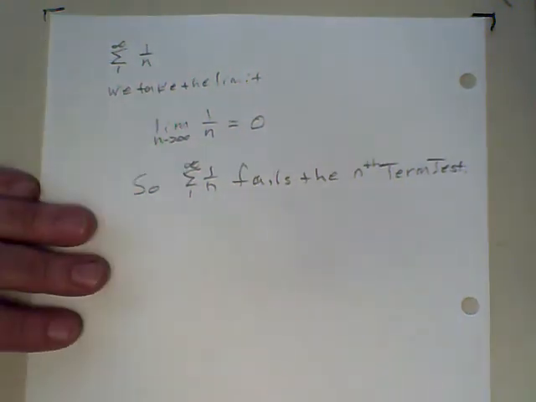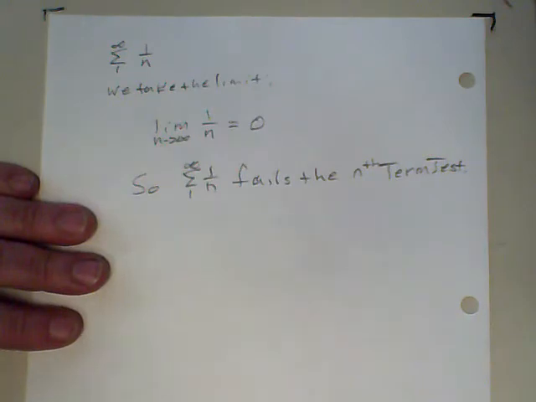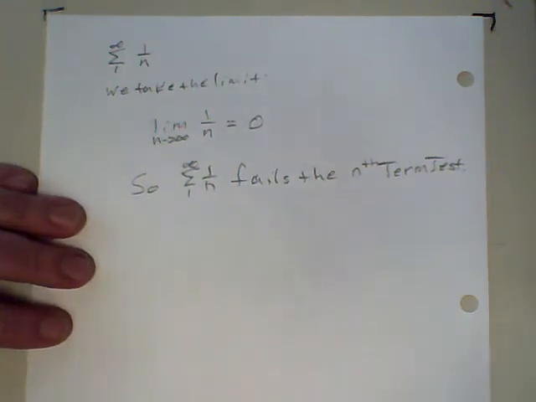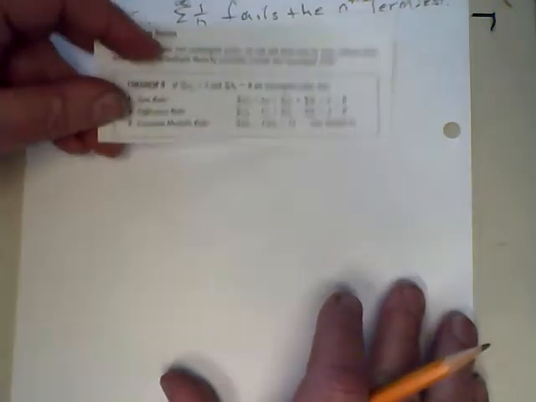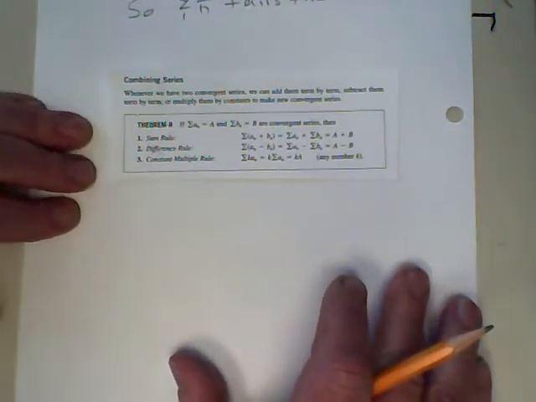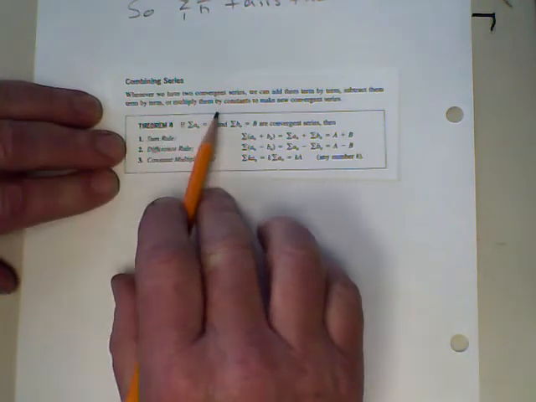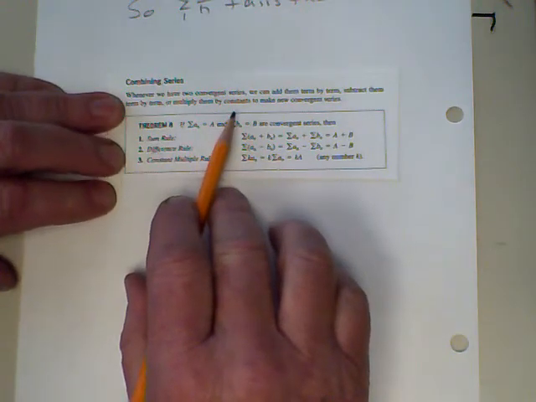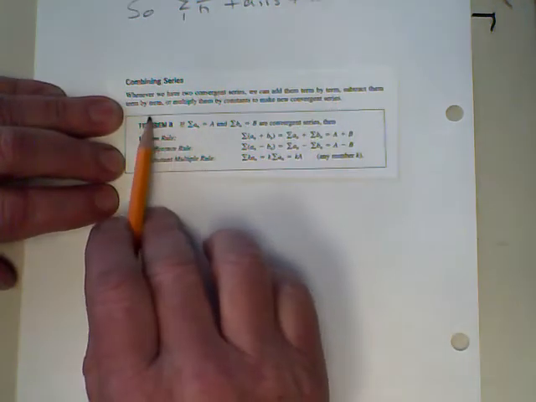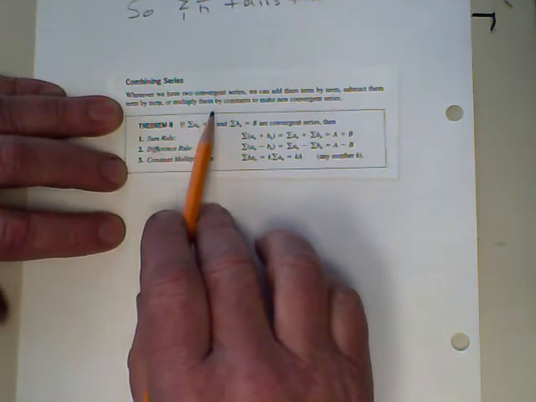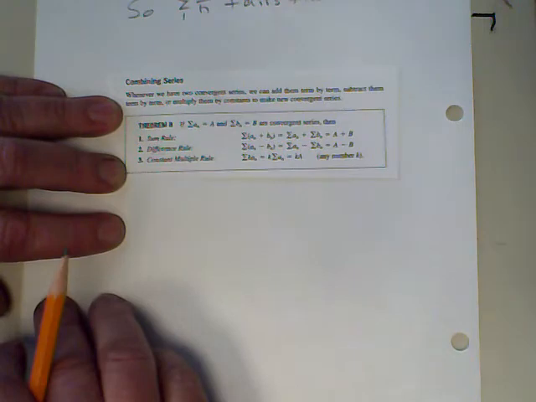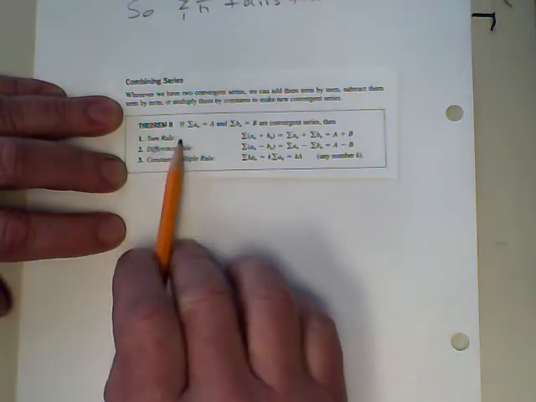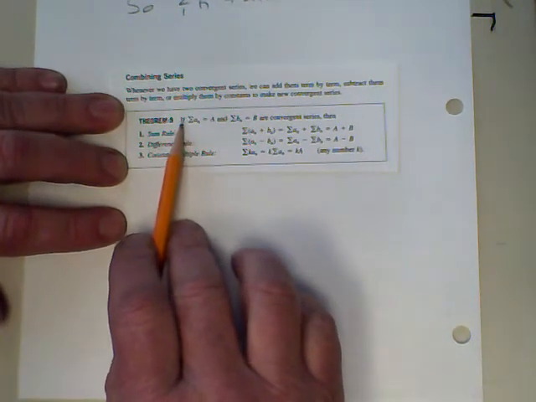And then once you know a little bit about convergence and divergence, though, we get to take a look at this next little theorem. So let's check it out right here. Theorem 8, which tells us whenever we have two convergent series, we can add them term by term, subtract, multiply by constants to get a new convergent series. Okay, so let's look at how this is laid out.